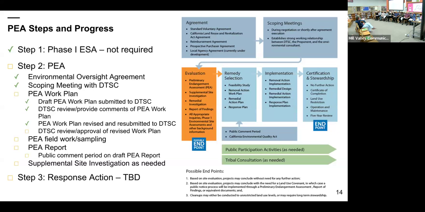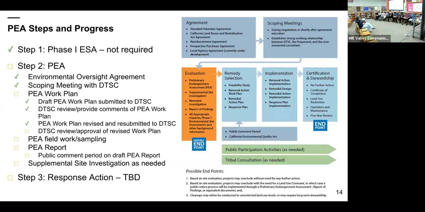It's basically a review of historical documents to determine if any future investigation would be needed based on site history. The second step, the preliminary endangerment assessment, is where we actually go out in the field and collect samples and analyze for potential contaminants of concern. And then step 3 would be to determine any remediation or mitigation that is required based on the field sampling results.